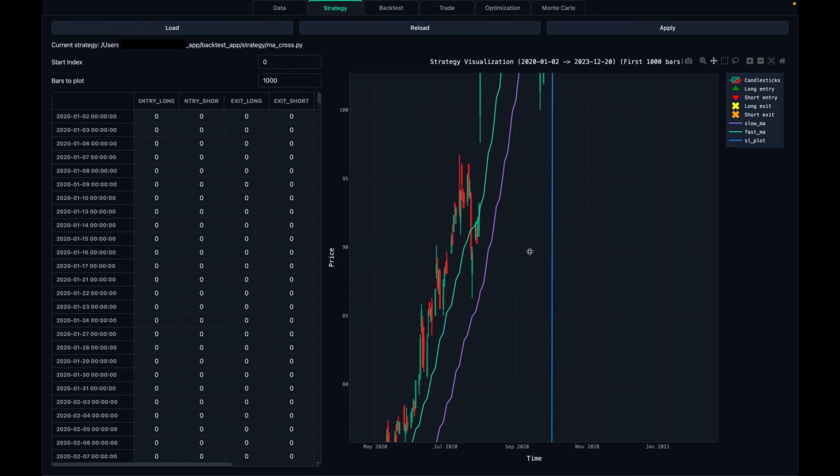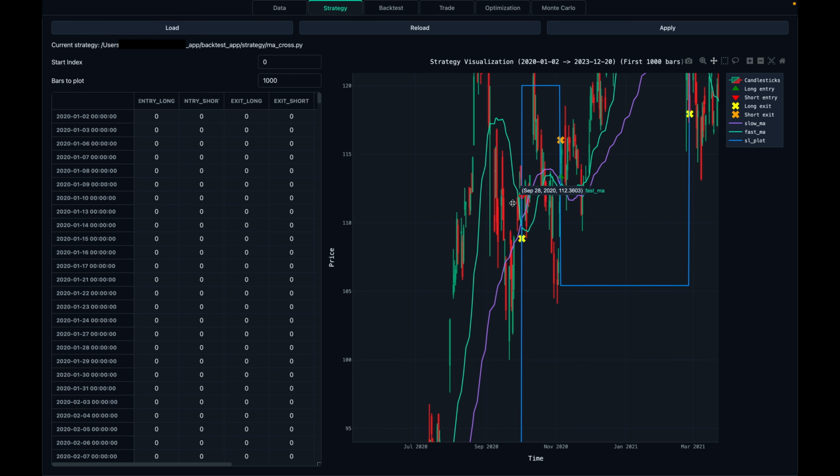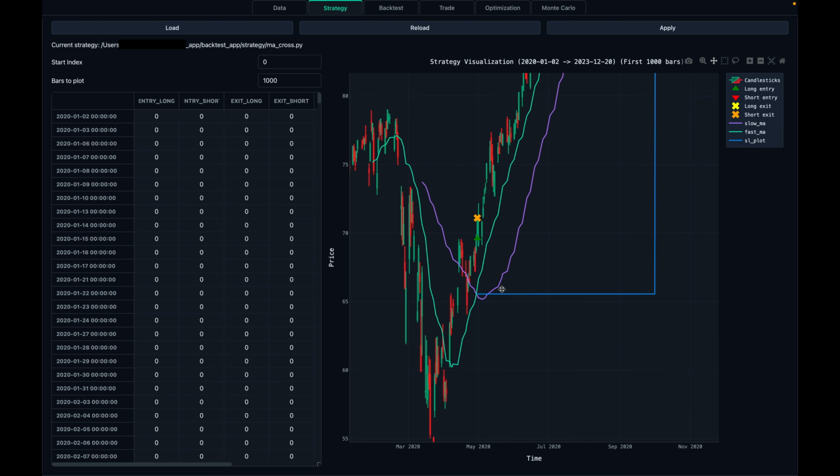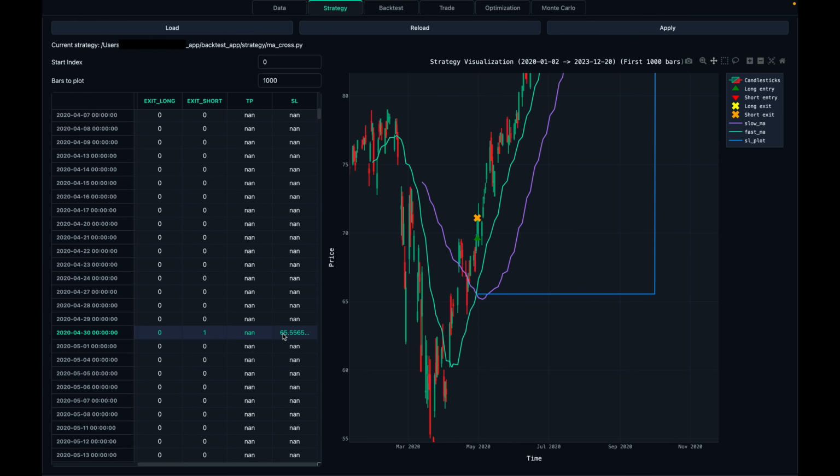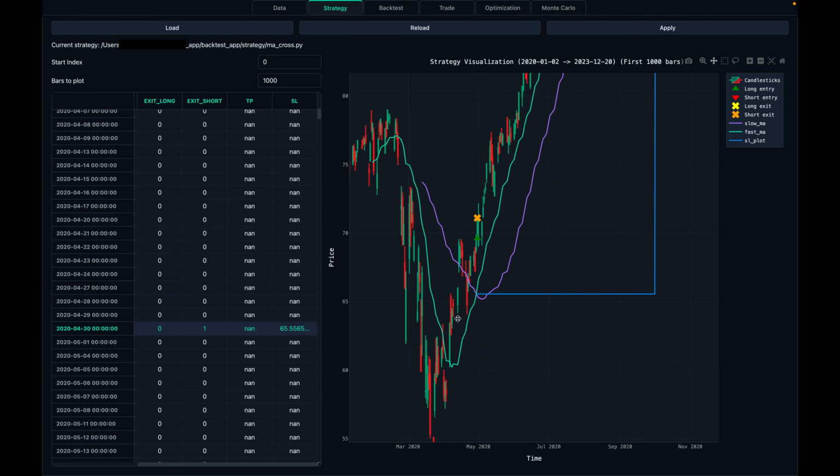Later, we can see this is a very good trade. Then when the moving average crosses below, there is a short entry and long exit. We can also see the date, which is the 30th of April. As you can see, on the 30th of April, we have a long entry signal with an exit short signal and a stop loss level of 65, which is this one. So the signal is actually computed correctly, so we will proceed with the backtest here.